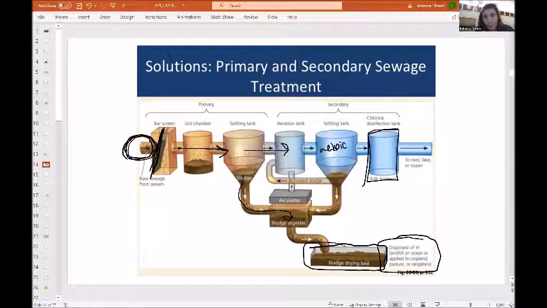Again, what we're not filtering out here are pharmaceutical stuff right here, like medicines. It doesn't get rid of just pure nitrogen or phosphorus or anything like that, unless you've got a really nice tertiary system.